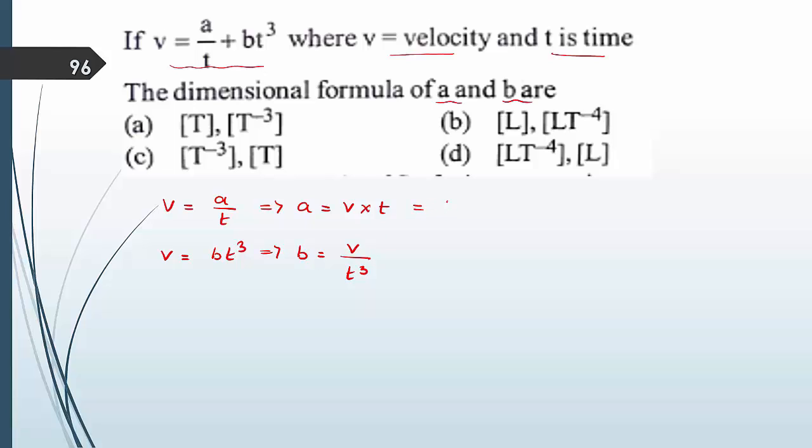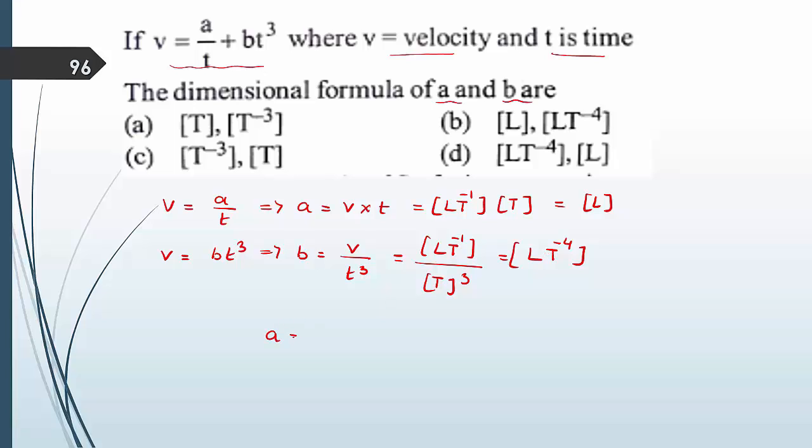Substitute the dimension. Velocity is L t raised to minus 1 into time t. So we will get the answer L. T and T will get cancelled. Here V is velocity, L t raised to minus 1, divided by T cube. So we will get the answer L t raised to minus 1 minus 3, which will be minus 4. So what are the dimensions? A has the dimension L and B has the dimension L t raised to minus 4. L and L t raised to minus 4 means option B is correct.